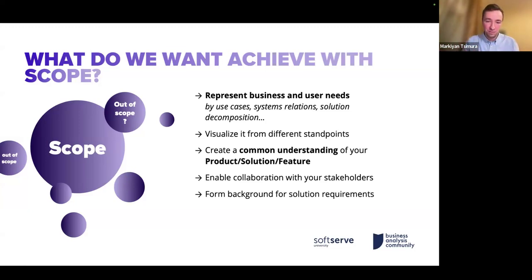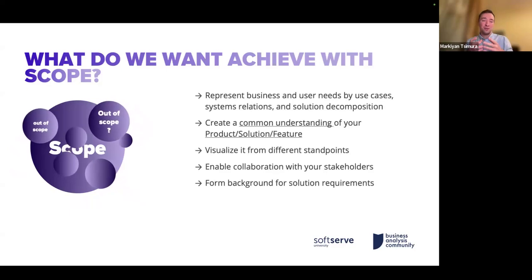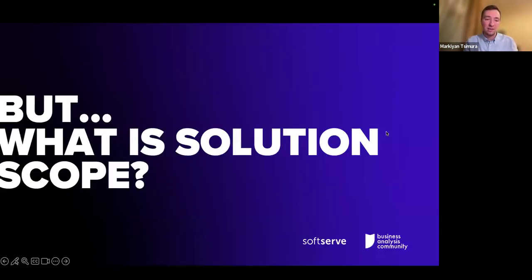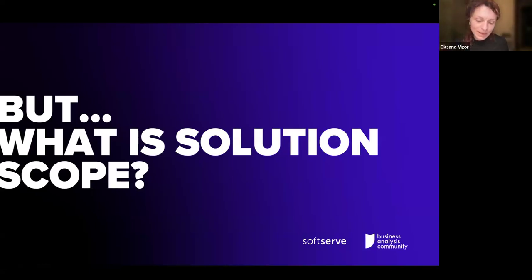But what you really cannot achieve is this: when you have all those meshed together, you will have scope creep. You'll not understand how to manage it properly. You'll have feature after feature not prioritized. That's why you're building it. But by building it, what is solution scope? I'm passing the mic to you, Oksana, and you'll explain a little bit what is the scope and what is not the scope.